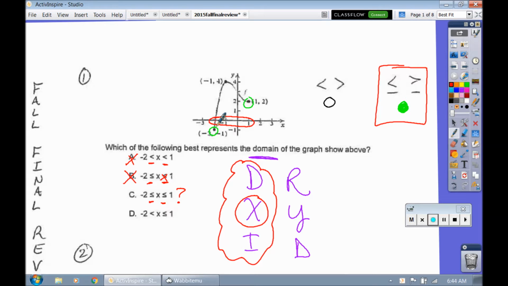And since letter C is the only one that has both closed circles, or in this case, both less than or equal values, that's going to be our answer.